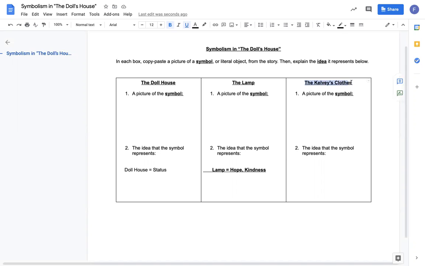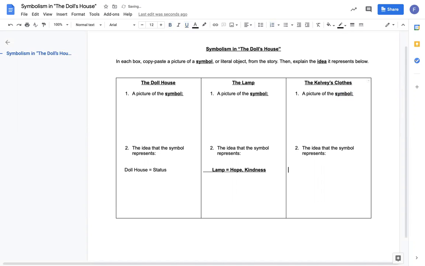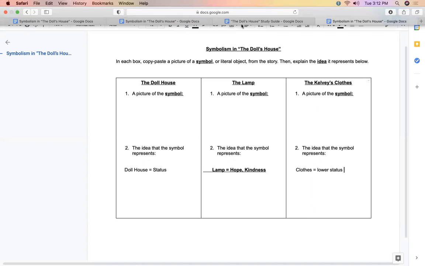And finally, you have the Kelbys' clothes. So the symbol here is the clothes. The symbolism is the idea that the clothes represent. And you should have something here about the clothes representing lower status. Because the Kelbys have kind of battered clothing, it's secondhand. It is almost a visual symbol to the children around them that they have maybe less money or less opportunities than they do. So it symbolizes their lower status.